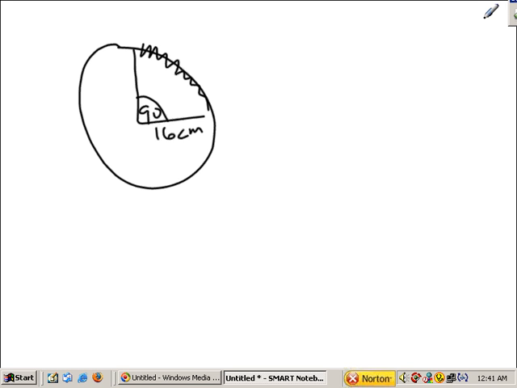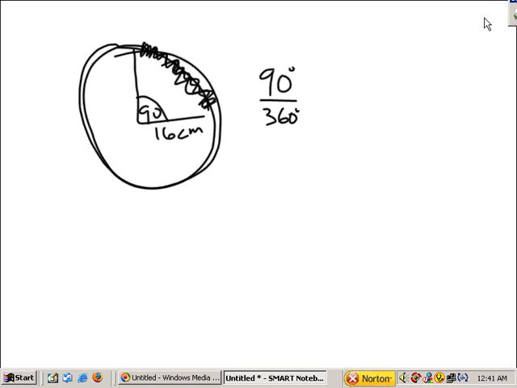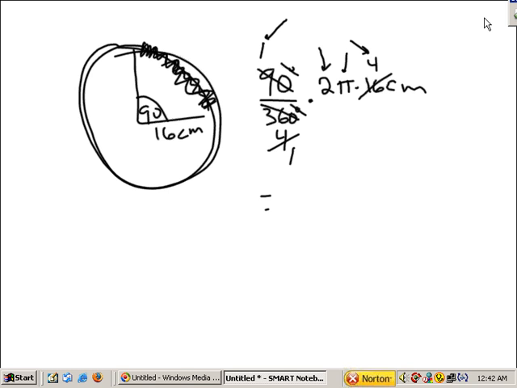Well, isn't this a quarter of the whole thing? So actually, you want 90 degrees out of 360 of the whole circumference. And the whole circumference is 2 times pi times 16 centimeters. Well, the degrees cancel. 90 goes into 90 one time. It goes into 360 four times. And this 4 in the bottom goes into the 16 in the top, 4 times. What you're left with is 1 times 2 times 4, which is 8, times pi. So the answer is 8 pi centimeters.